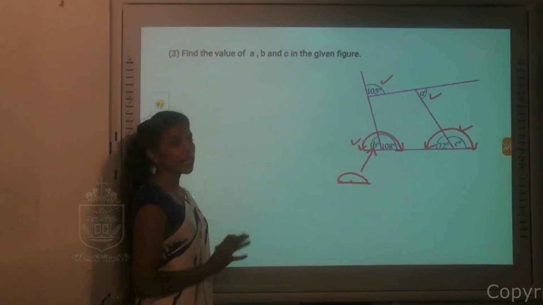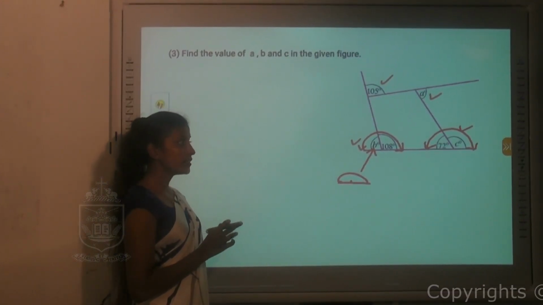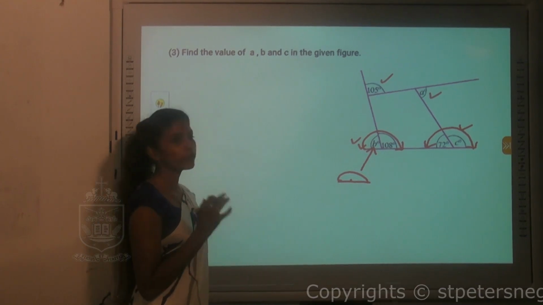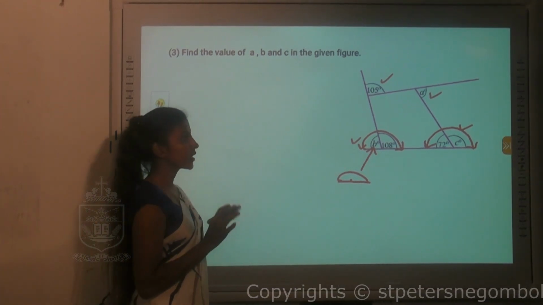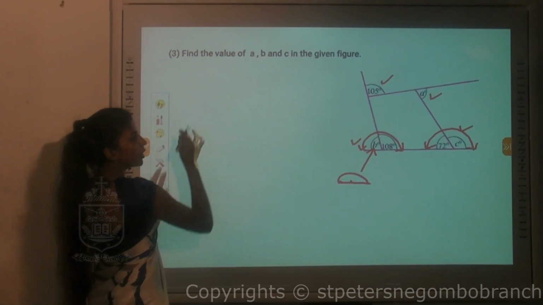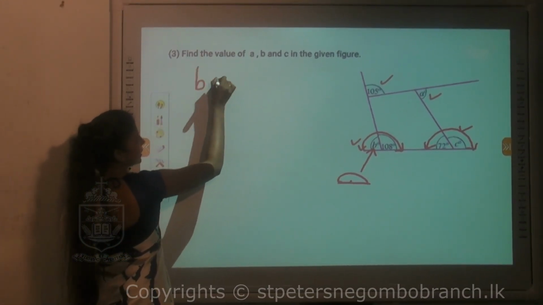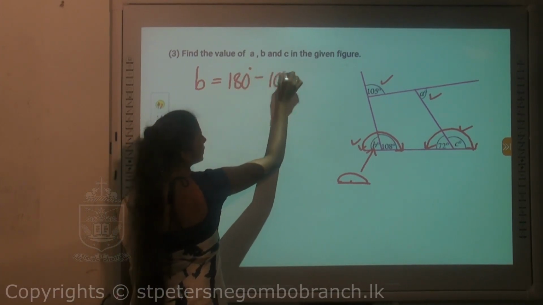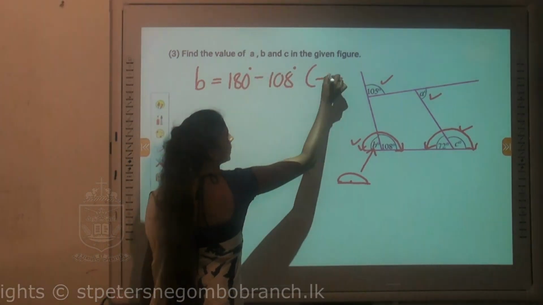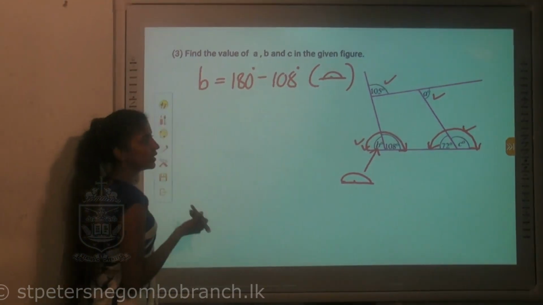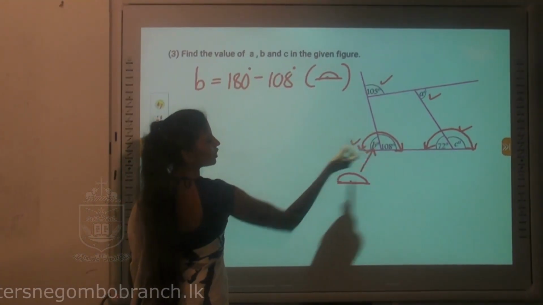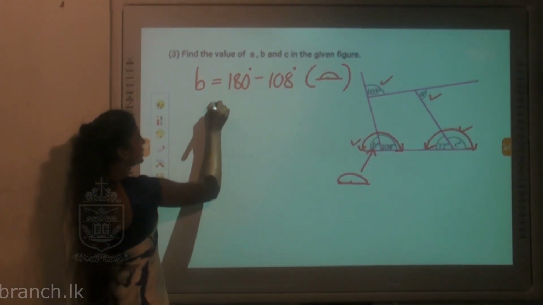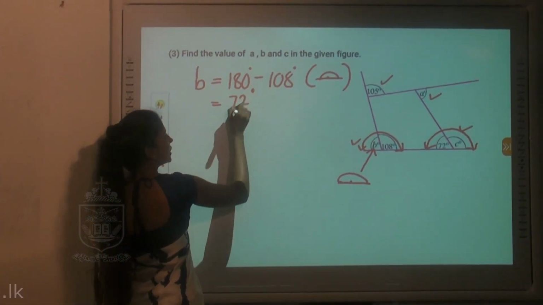So from that theory, we can find B and C angle first before finding the value of A. So let's find B angle first. B angle can be found by 180 degrees minus 108 because of the straight line, children, right? It is a straight line. So to find the remaining, you have to subtract the next angle. So once you subtract here, you will get the answer as 72 degrees.